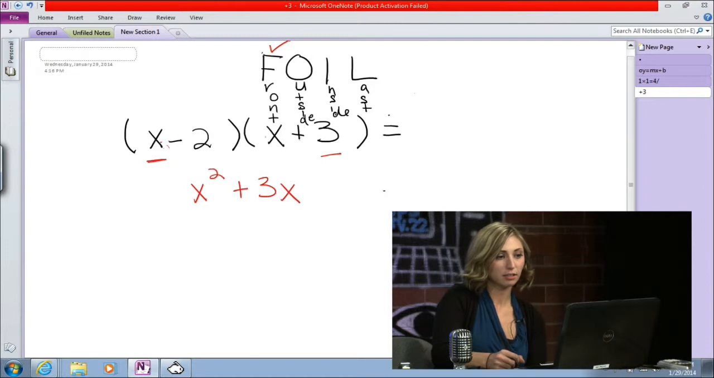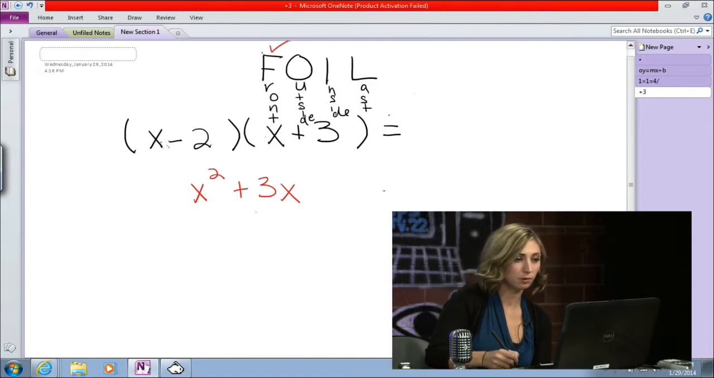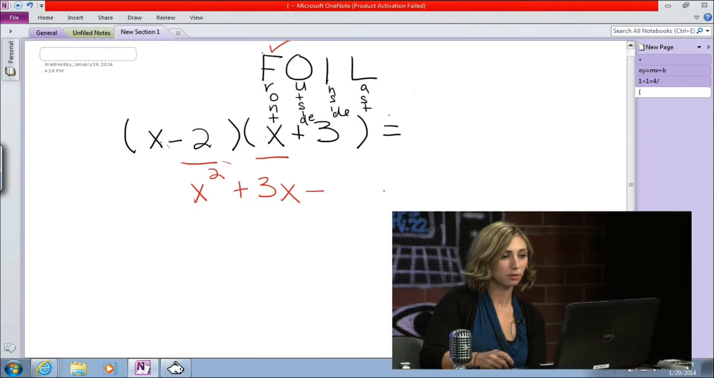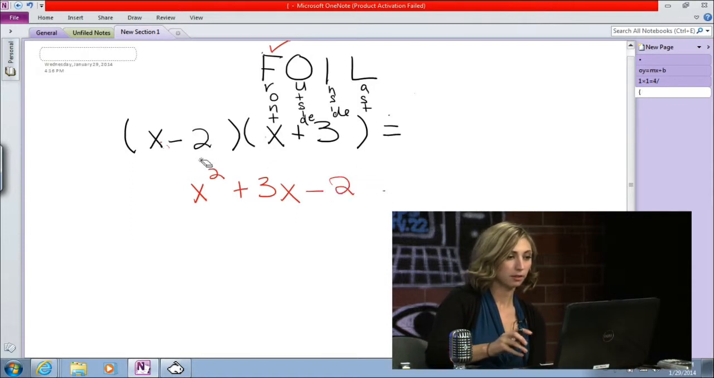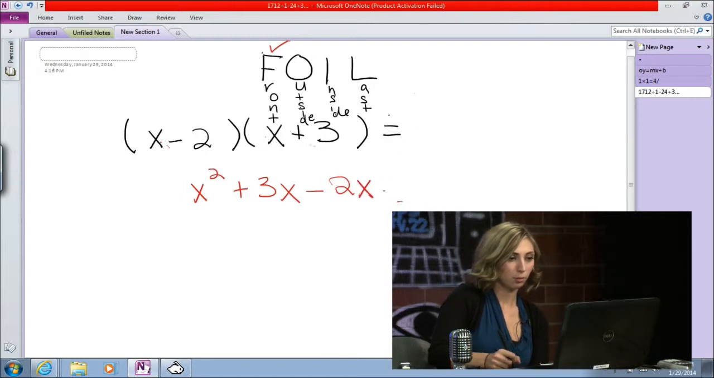Then the inside, so not the 3 anymore. It's the 2 inside terms, negative 2 and x, so minus 2x. And then last. So 3 and negative 2. Those are our last two terms. So 3 times negative 2 is negative 6.